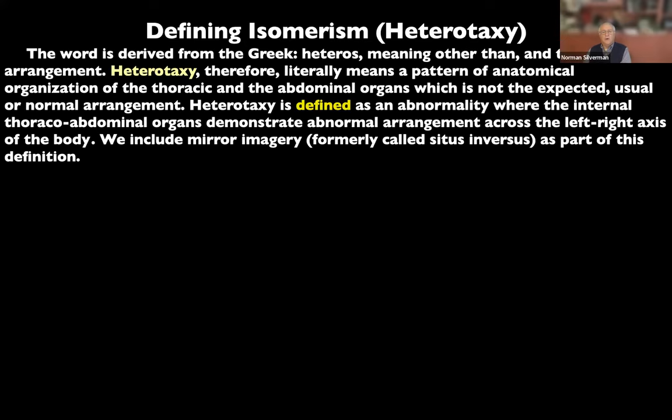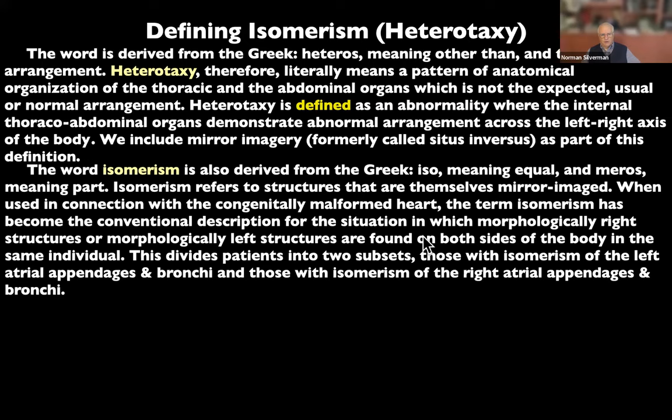We're defining isomerism, which previously was called heterotaxy. The word heterotaxy is derived from Greek, where heteros means other and taxis means arrangement. Heterotaxy literally means a pattern of anatomical organization of the thoracic and abdominal organs which is not the expected, usual, or normal arrangement. Heterotaxy is defined as an abnormality where the internal thoraco-abdominal organs demonstrate abnormal arrangement across the left-right axis of the body. We include mirror imagery, formerly called situs inversus, as part of this definition.